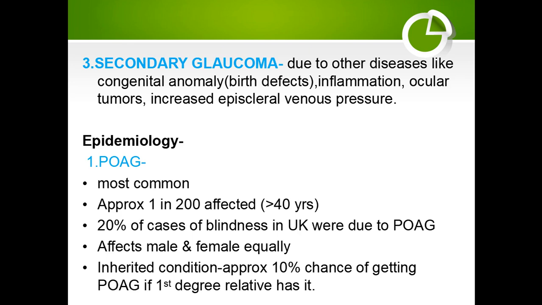Approximately 10% chance of getting primary open angle glaucoma if a first degree relative has it. Who is a first degree relative? Either the parent or a sibling. These are the first degree relatives.